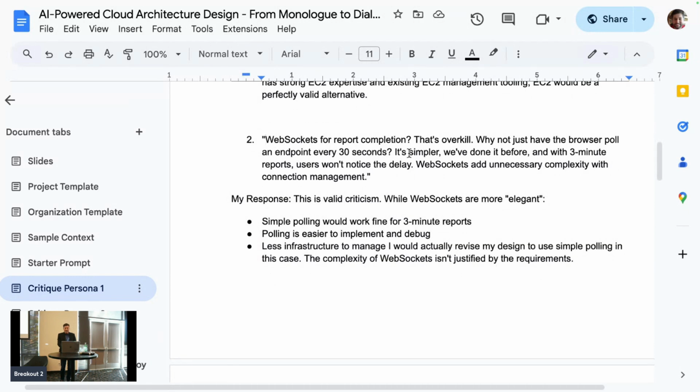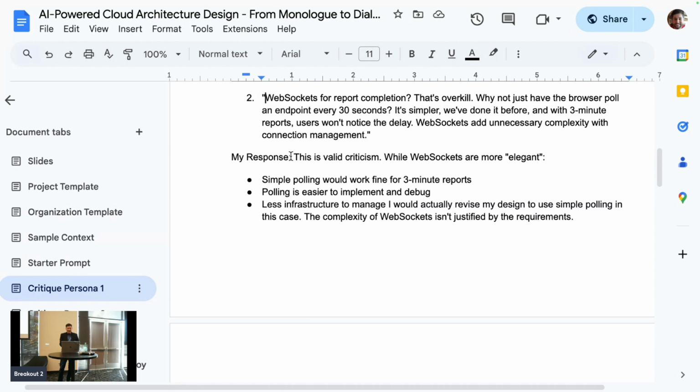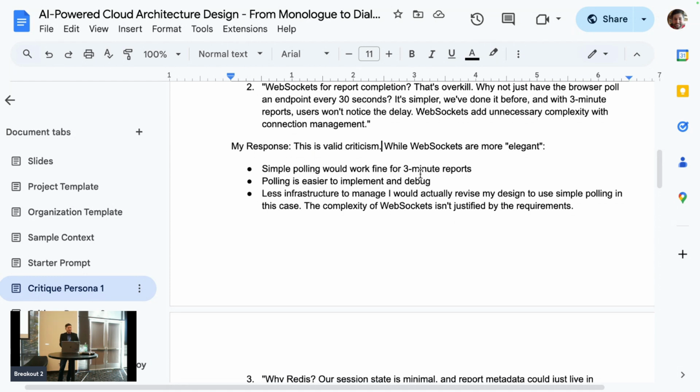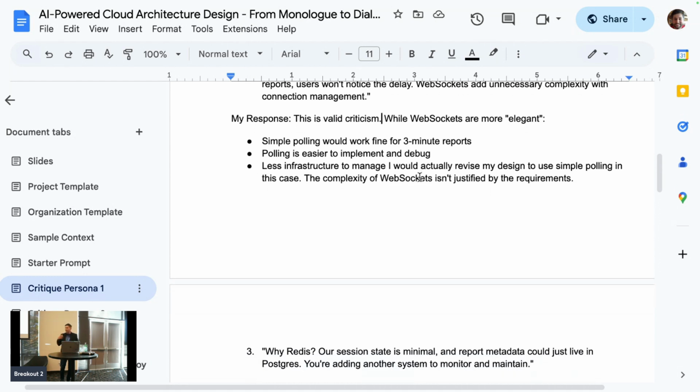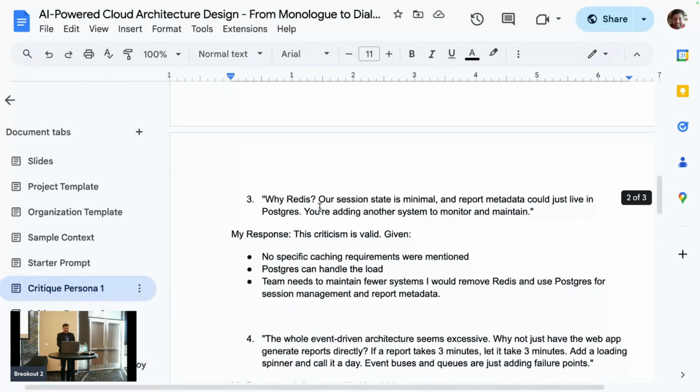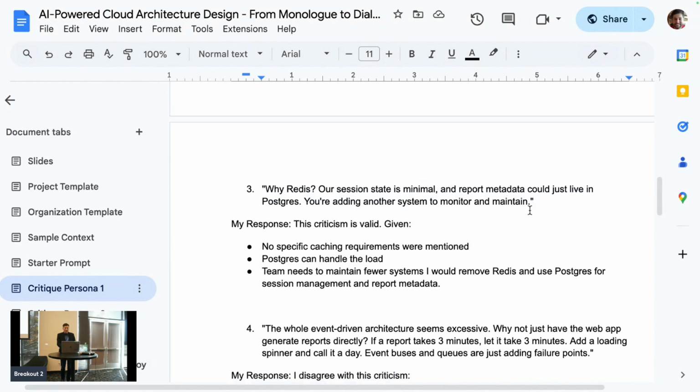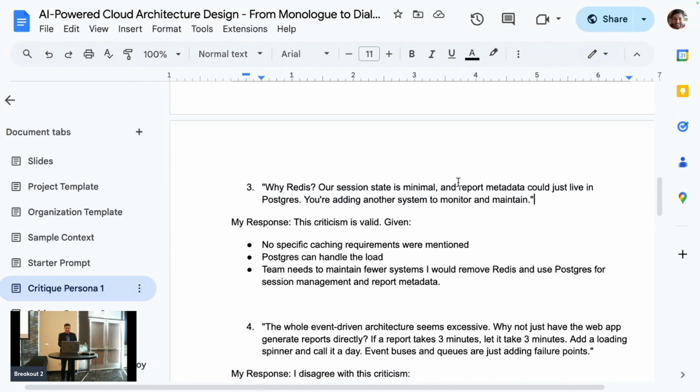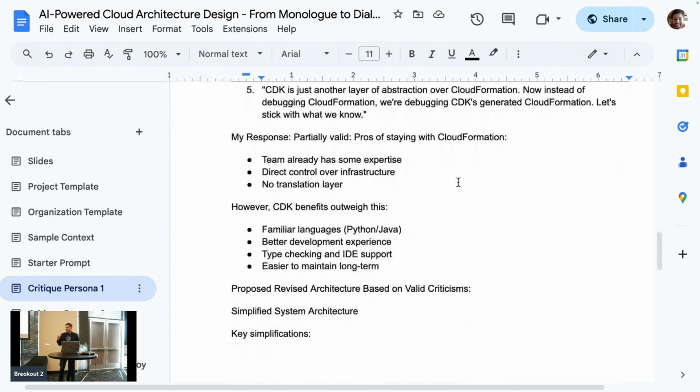And then Bob said, oh, this was a different example, a reporting system, and it was WebSockets for report completion, that's overkill. Why not just have the browser poll? And in this case, the model says, you know what, that's valid. Simple polling is fine for the type of reporting we do. I'll update the design. Why Redis? Just for session state. You know what, it's not a busy app. We can just throw it in Postgres. So it goes through and you can agree or disagree. It can adjust the design for you. But at least you've heard and have things to think about.